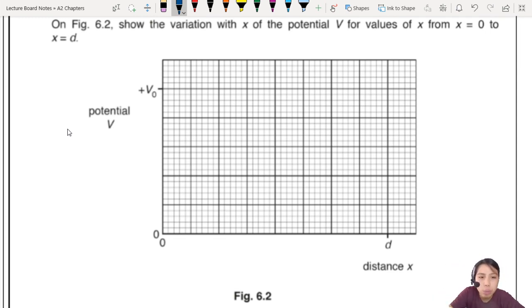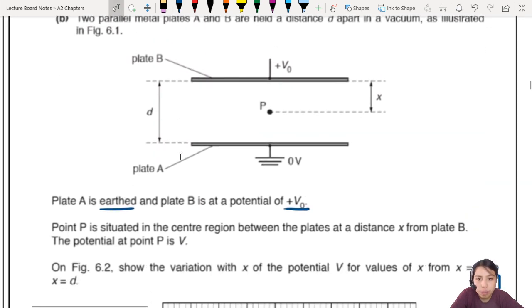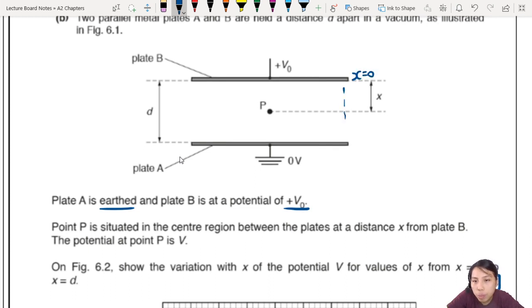So we're looking at how potential changes when you're moving across a distance. By the way, this is 3 marks to draw this graph. Very nice. So let's go back to the picture. We are starting from x0, your particle moves to some value x. How does the potential change? Is it getting higher? Is it getting lower?